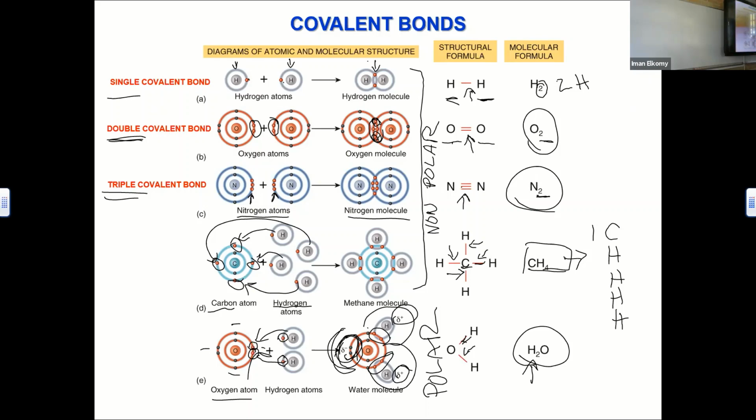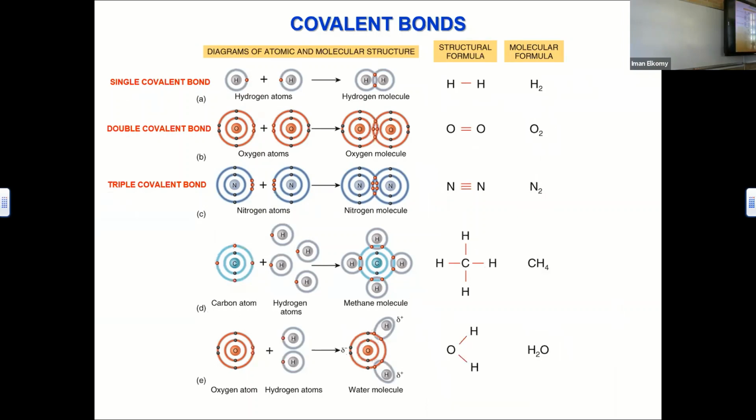And I'm not changing charges. It's the polarity that changes. It means that I have an end. Let me erase all of this again. Okay. It means I have an end here that is showing negativity, and I have ends here that are showing positivity. So this is a polar molecule.